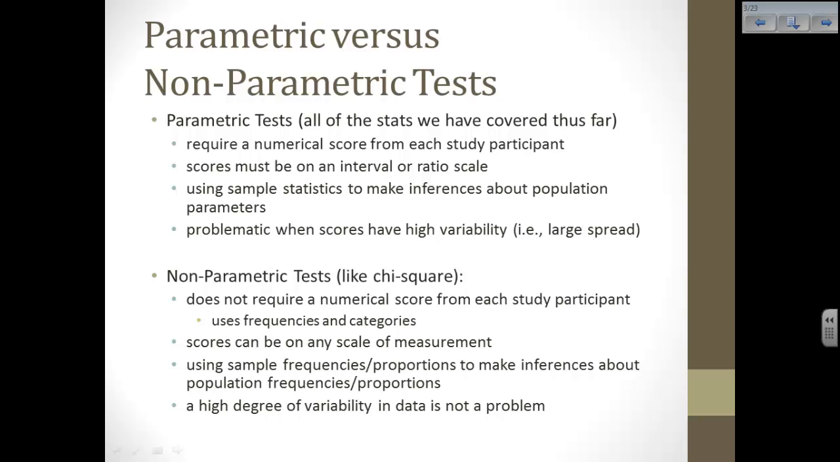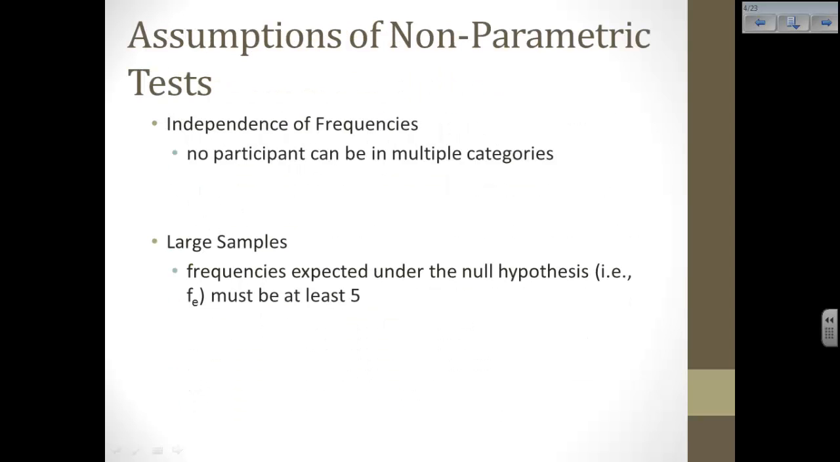Also, with nonparametric tests, there are very few assumptions, which is a great thing. Remember, before I was telling you we had to have a normal distribution to do hypothesis testing with the types of statistics that we've learned about so far. That is not an assumption of nonparametric tests like the chi-square. Some of the assumptions that do have to be met, though, are independence of frequencies. So each observed frequency, or each category, is generated by different individuals. In other words, no participant can be in multiple categories.